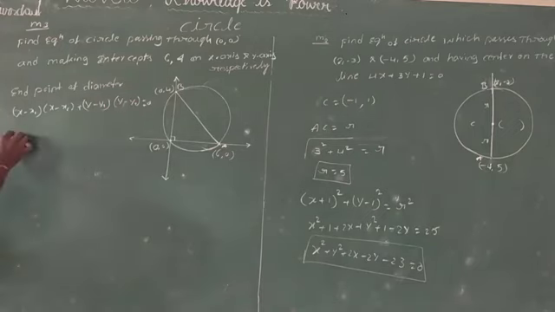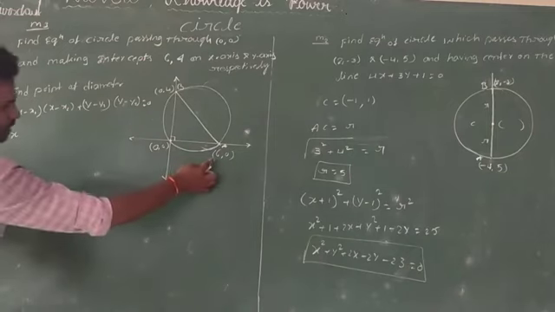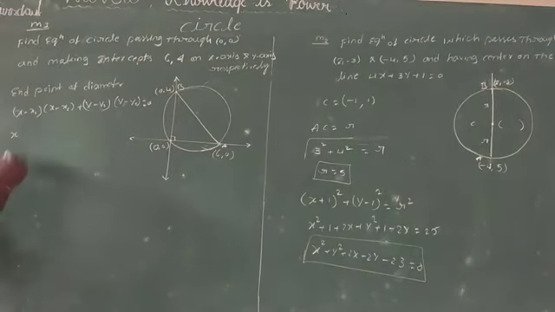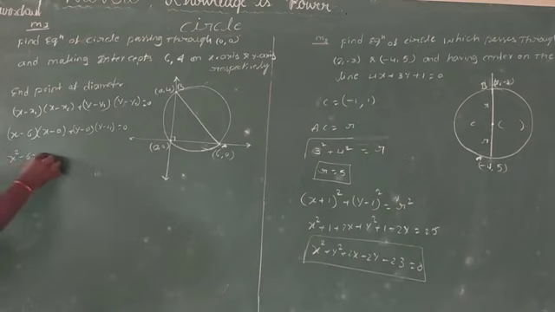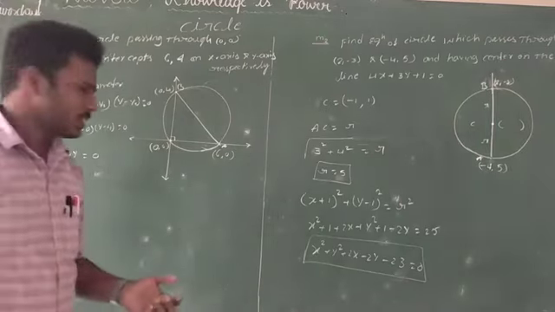That is, x minus x1, I am taking from the point A, x1 means 6. X minus 6 times x minus x2, x2 value is 0, plus y minus 0 times y minus 4 is equal to 0. That is x square minus 6x plus y square minus 4y equal to 0. So that is the required equation of the circle: x square plus y square minus 6x minus 4y. This is one of the ways.